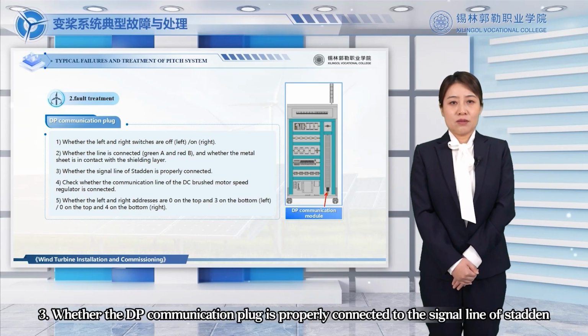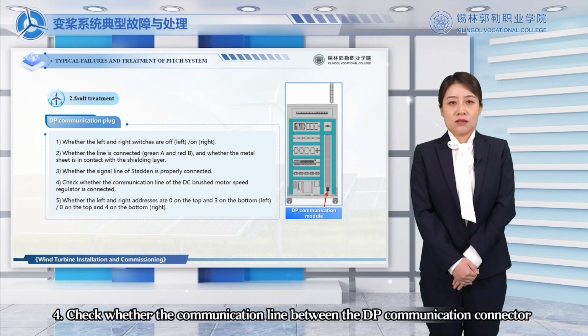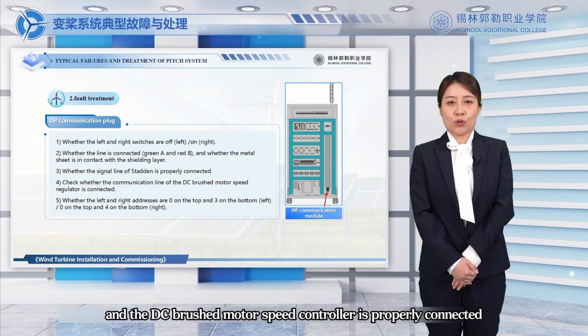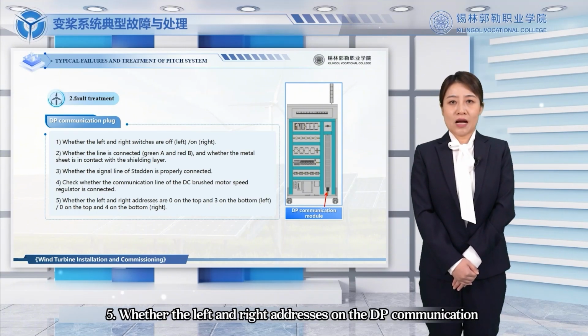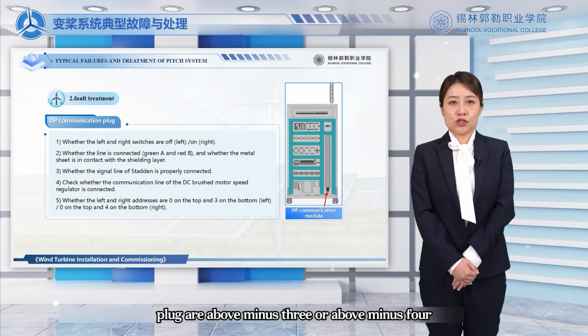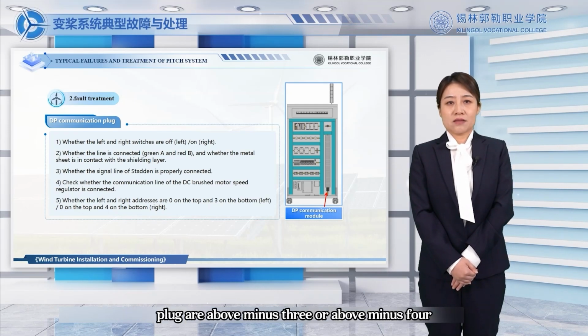3. Check whether the DP communication plug is properly connected to the signal line of Stanton. 4. Check whether the communication line between the DP communication connector and the DC brushed motor speed controller is properly connected. 5. Check whether the left and right addresses on the DP communication plug are set to 3 or 4.